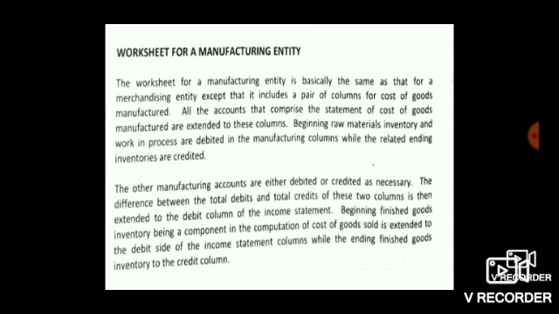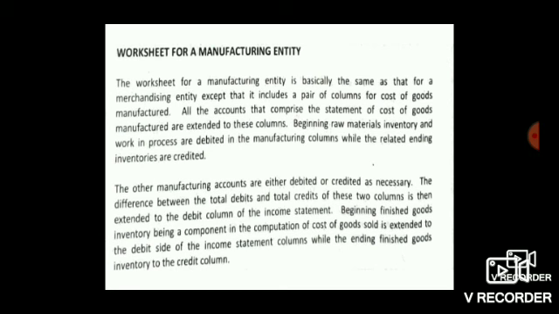The worksheet for a manufacturing entity. The worksheet for a manufacturing entity is basically the same as that for a merchandising entity, except that it includes a pair of columns for cost of goods manufactured. All the accounts that comprise a statement of cost of goods manufactured are extended to these columns.